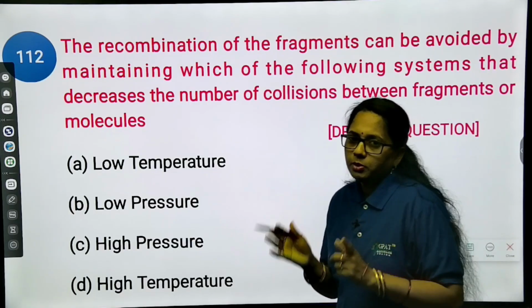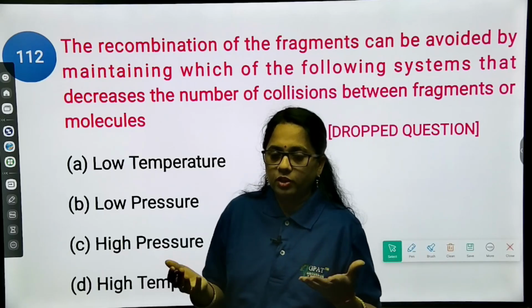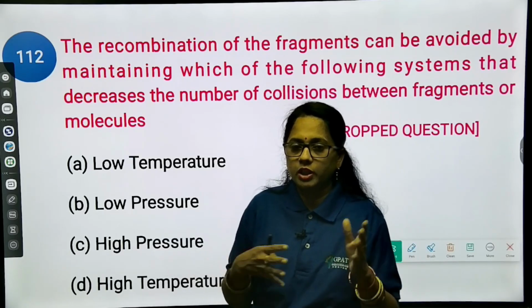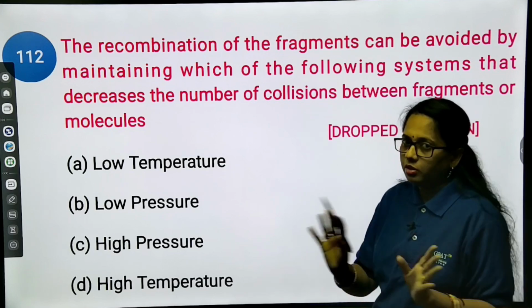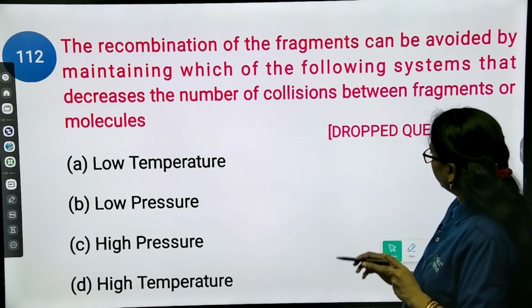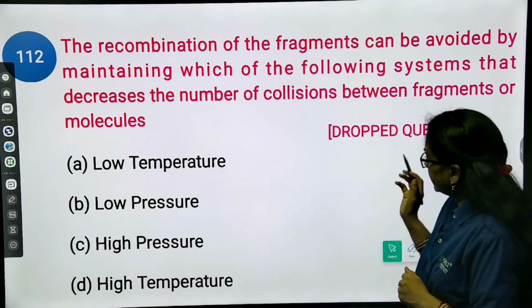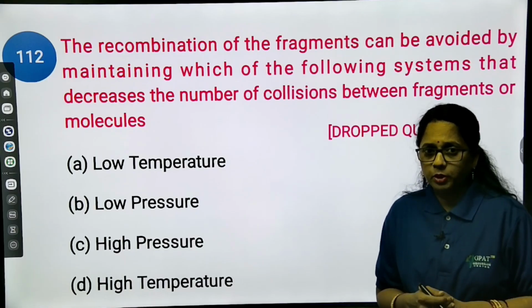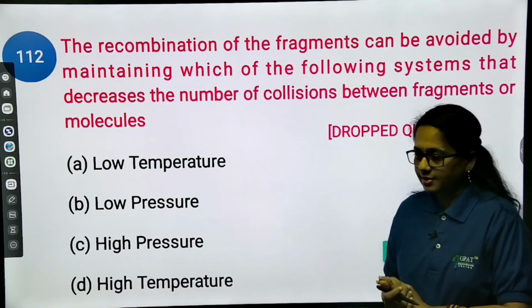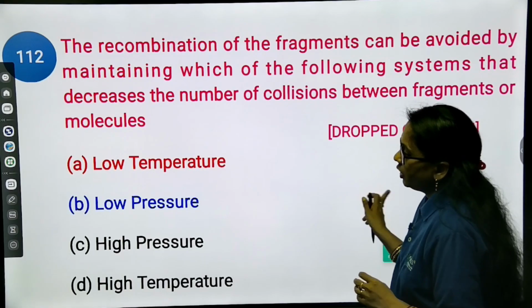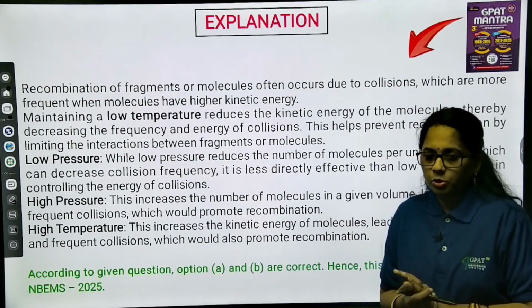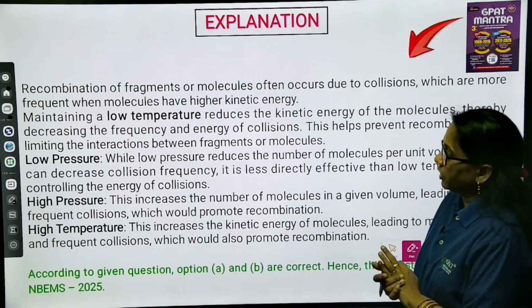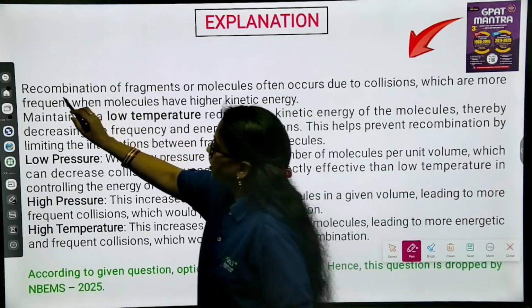With minimum common sense we can say that whenever we give high temperature, it will automatically cause more collisions. So obviously option D is never going to be the right one. Also, it is actually a dropped question because it has multiple answers. So let us see first of all how these collisions cause refragmentation or recombination.